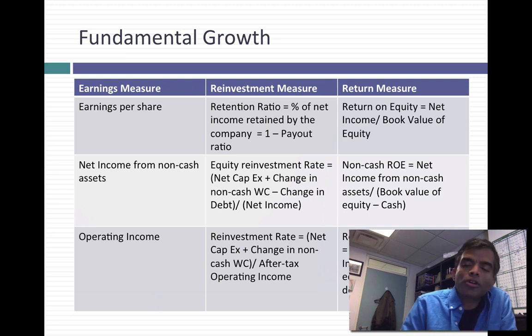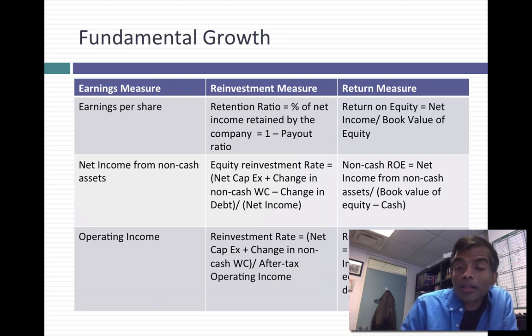And when you think about return on equity, if you're focused on non-cash assets, you're focusing on non-cash return on equity. You're saying, what the heck is that? Just remember to subtract out the interest income from cash from your total net income. So you look at the net income from non-cash assets. And in your denominator, instead of dividing by book value of equity, which is what you do with traditional return on equity, you net cash out.